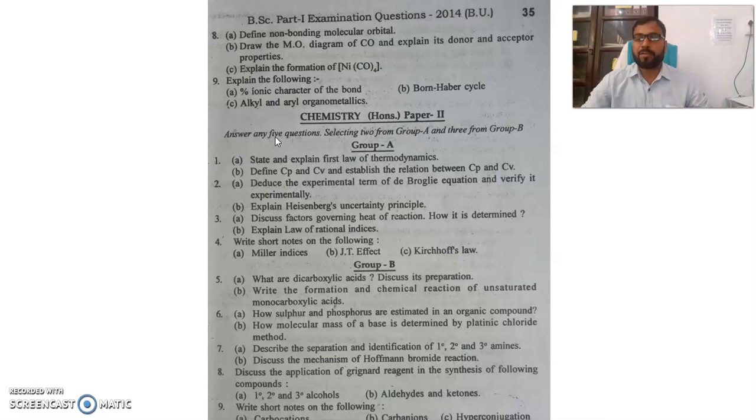Discuss the mechanism of the Hofmann bromamide reaction. Discuss the application of Grignard reagents in the synthesis of the following compounds: 1 degree, 2 degree and 3 degree alcohols, and aldehydes and ketones. So, application of Grignard reagents in the synthesis of the following compounds. My friend, the last question is to write short notes on the following: carbocation, carbanion, hyperconjugation. This is a very easy question.